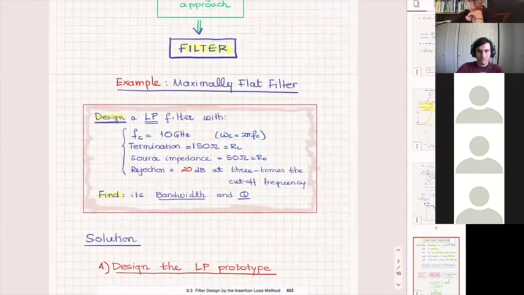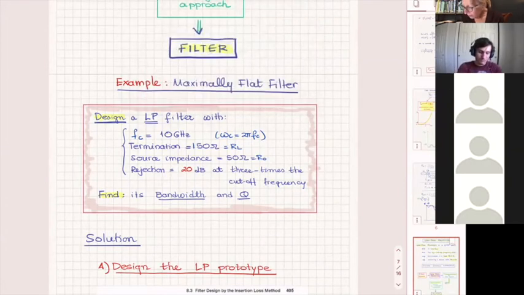These are the specs that I have in this box. It says, I need a low pass filter. That's one specification. I need a cutoff frequency of 10 gigahertz. So at some point, however I define that cutoff frequency, I need from that point on to see good rejection. That's what it says. From that cutoff frequency, I need to start seeing good rejection. And then it gives the termination.